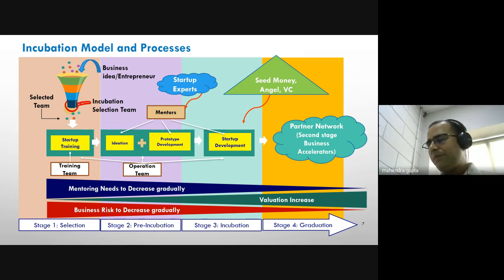Now, the selection process is the important process, because if I select the right startup in my incubator, definitely all the things will happen, value creation will happen, and I get the right brand image and positioning in the incubation, innovation and entrepreneurship space. And if I start onboarding anyone, everyone, then I definitely decline my brand value. So this is a very crucial step.